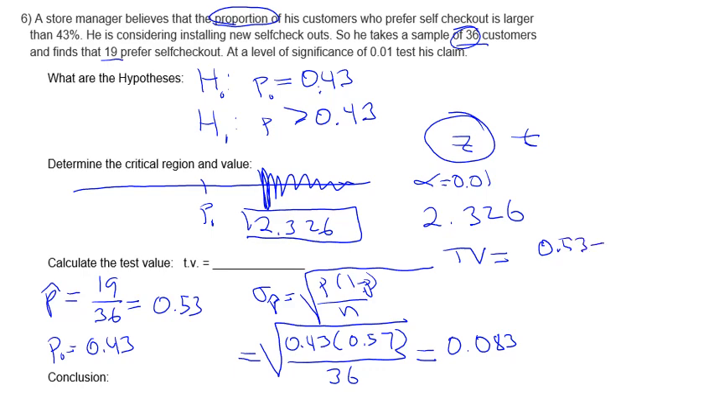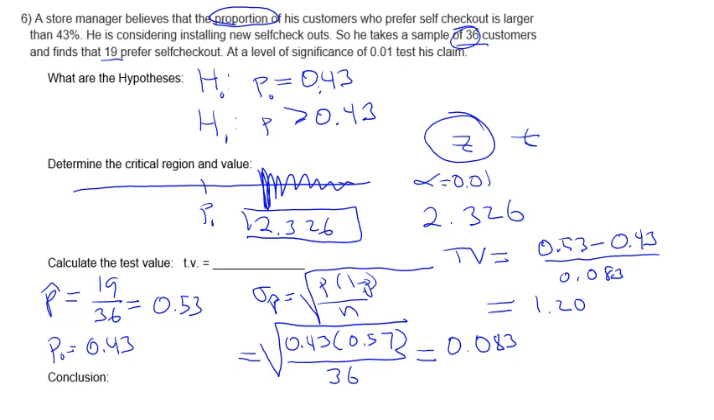So our test value is going to be 0.53 minus 0.43 divided by 0.083. Doing the math, 1.20. Now you should be practicing the math. Even though I'm going through this fast, I have my numbers written down already. But you should be practicing your calculator. So there's our test value.